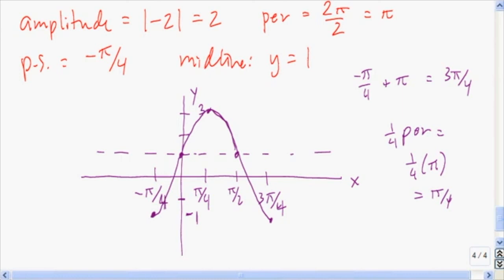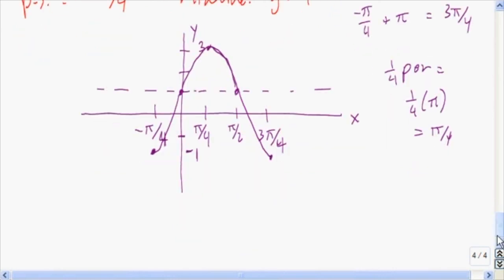So if you understand all these little bits of 1/4 of the period, and the phase shift is where we start, etc., then you'll be able to take it to the next level, which is modeling. So given data, find a sinusoid. Okay, so a sinusoid is a general description for sine and cosine graphs. So we'll do later find a sinusoid that models this scenario.